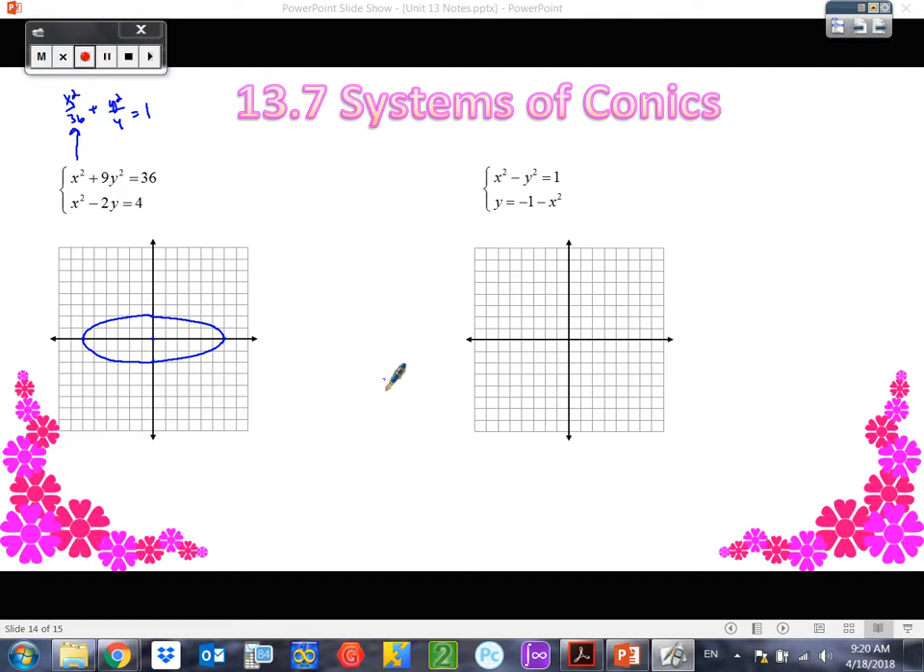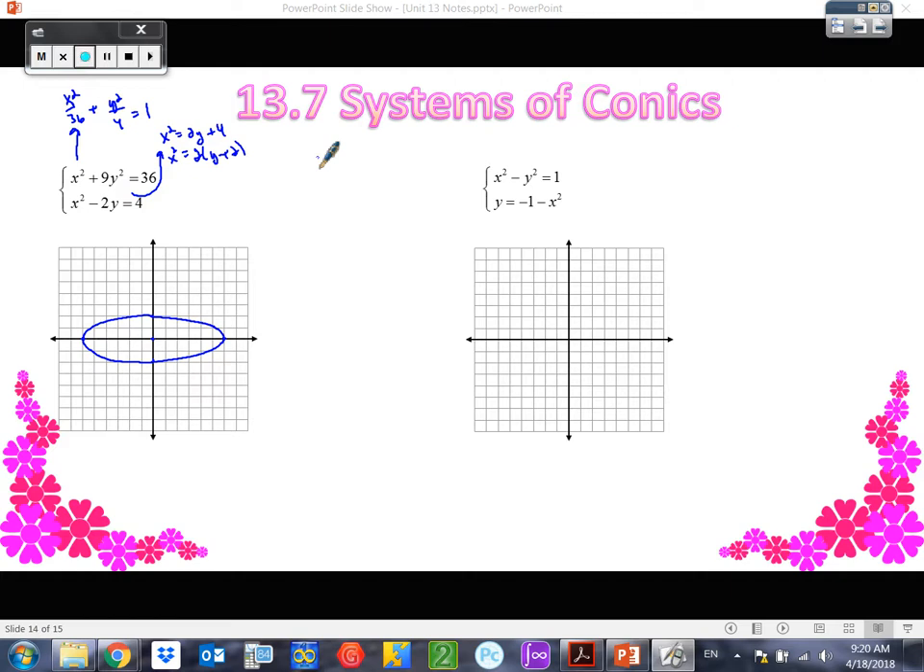The next one, that is a parabola, so let's get this in a proper form so we can graph it. So we would have x squared is 2y plus 4. I need to work on it so I can see what a is going to be. So I would factor out a 2.